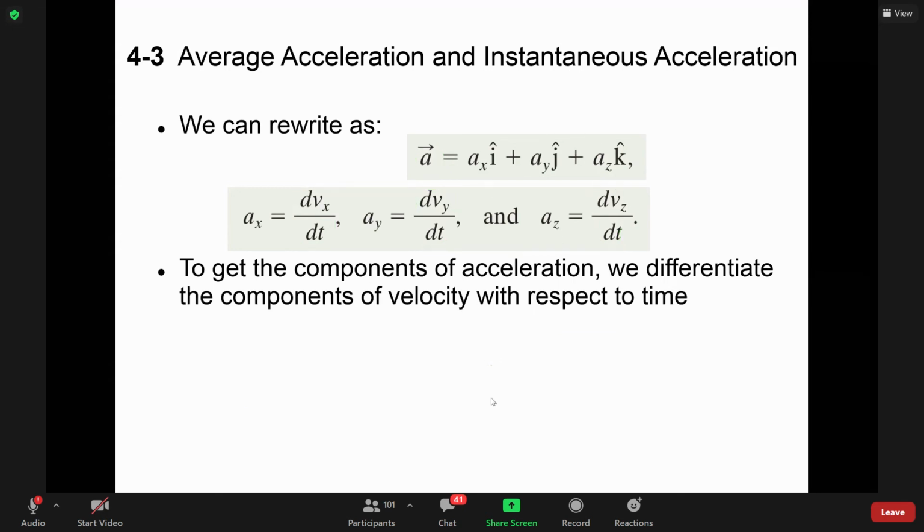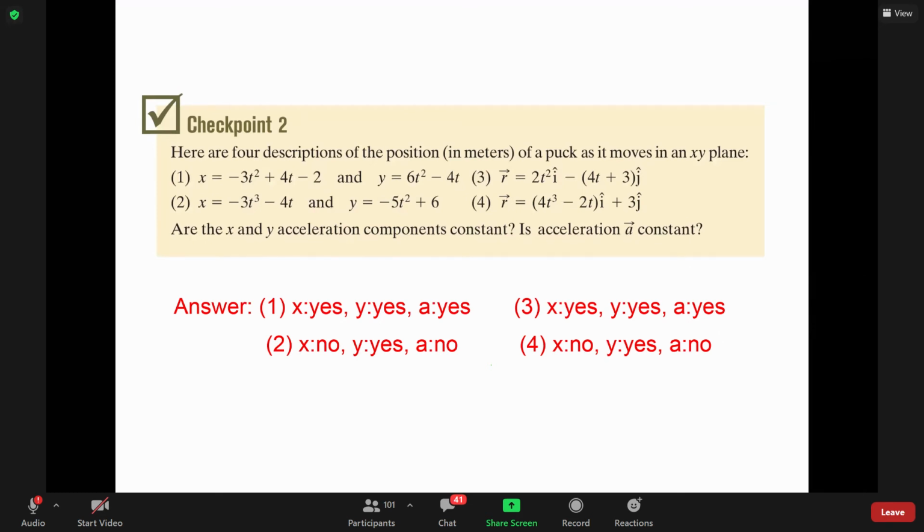Let's move forward. Let's take this checkpoint together. We'll solve it together. It's good if you have a white piece of paper next to you where you can solve while you are taking the class. It'll make it more interactive. Let's read the question. It says, here are 4 descriptions of the position in meters of a puck as it moves in the XY plane.